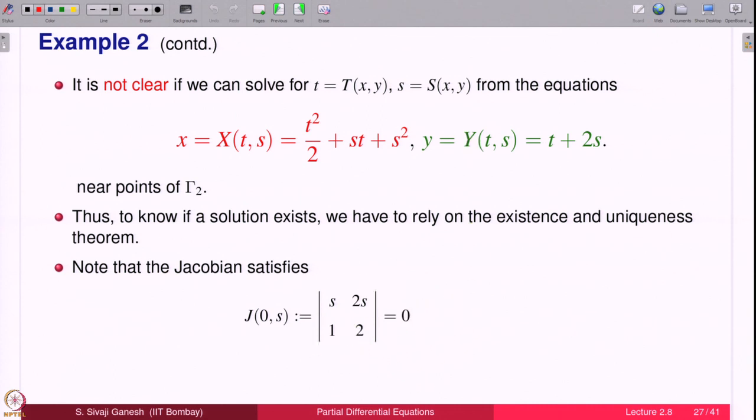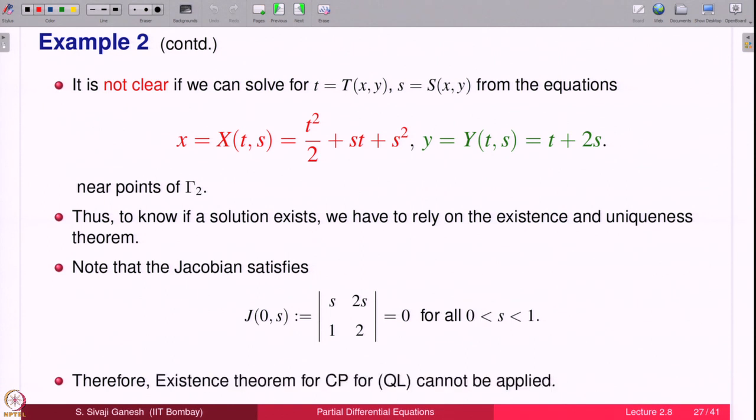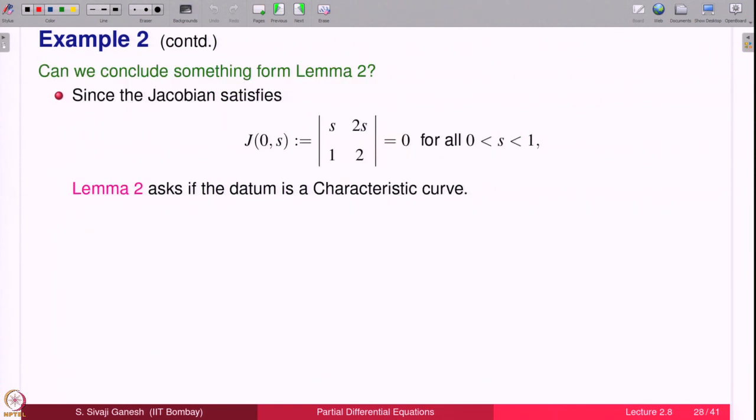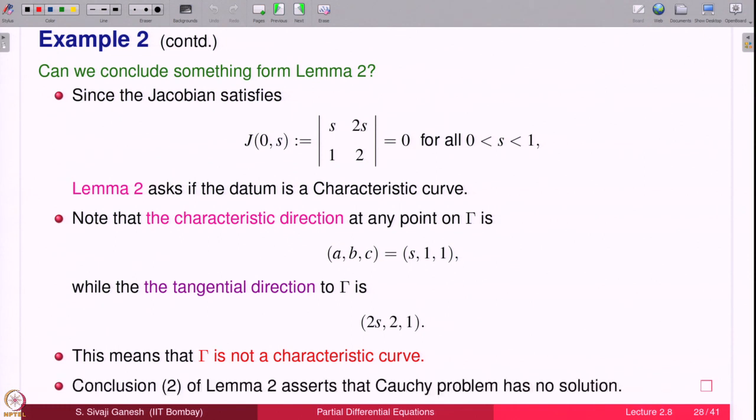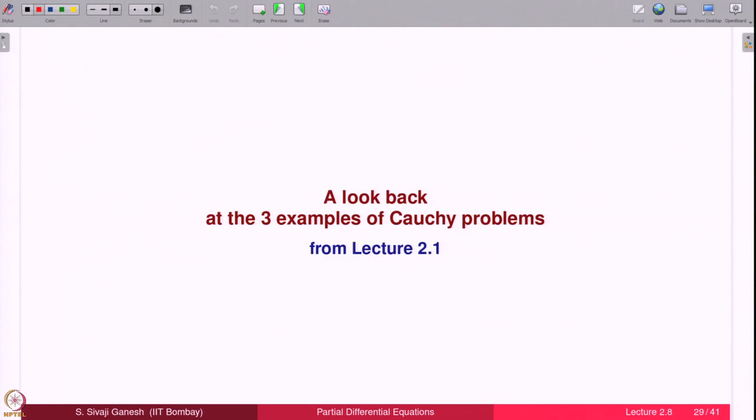Jacobian is this, it is 0. So, Jacobian is 0. Therefore, existence theorem cannot be applied. Now, what does lemma 2 ask? It asks whether it is a characteristic curve. If it is a characteristic curve, the answer is infinitely many solutions. So, we check whether it is a characteristic curve or not. The characteristic direction at any point on gamma is the ABC, that is s, 1, 1, but the tangential direction is 2s, 2, 1. So, both are not proportional, they are not parallel. Therefore, gamma is not a characteristic curve. Therefore, the second part says you do not have a solution. Conclusion 2 of lemma 2 says it has no solution.